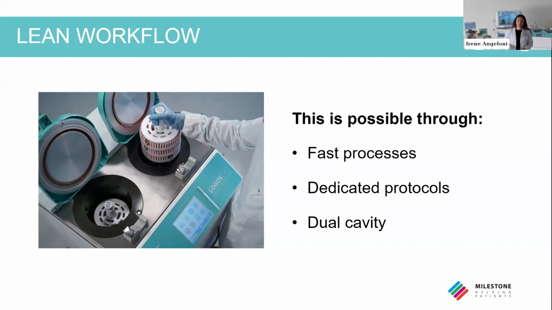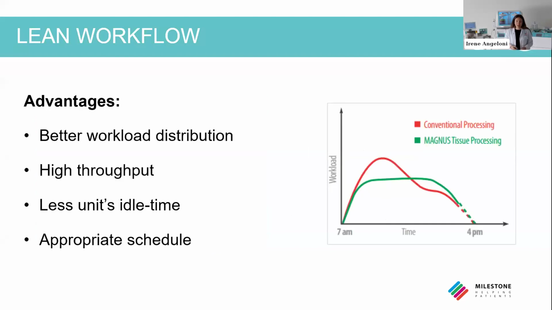And also, for example, with a dual cavity, we have the possibility to run 2 processes at the same time, so having also a higher throughput. What we can appreciate from this graphic is that this kind of organization allows for a better distribution of the workload. Why? Because we will already have some samples ready during the day to be embedded, cut, and so on, lowering the work of the morning after.